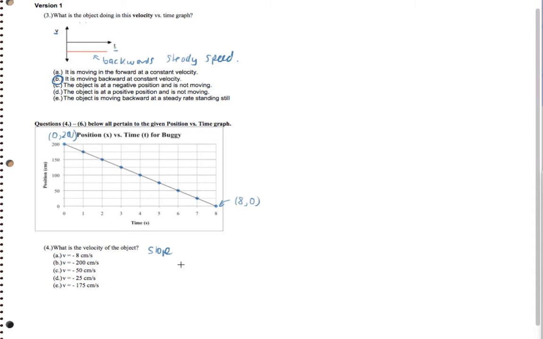And so when we get the slope, we're going to have y2 minus y1 over x2 minus x1. And when we simplify this, oh, you know what? I actually have it backwards. It's y2 minus y1 over x2 minus x1, and that's going to give us a slope of negative 25 centimeters per second, which is choice D.